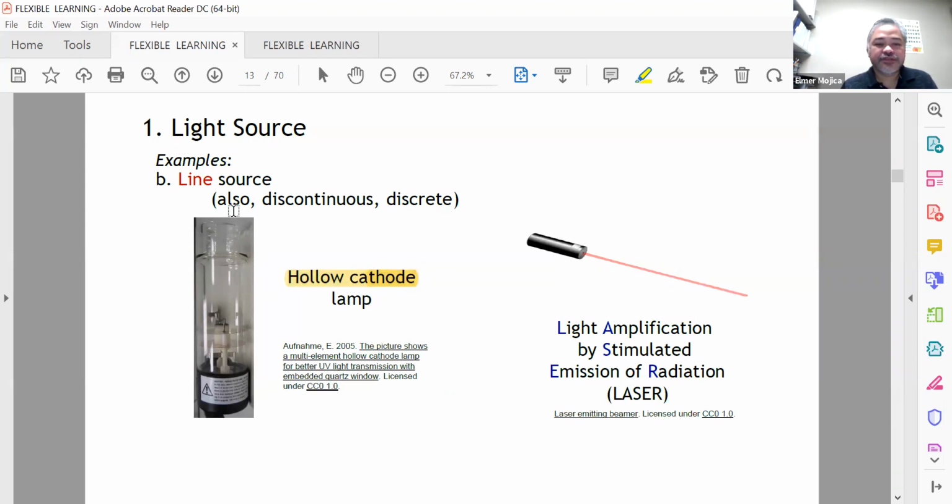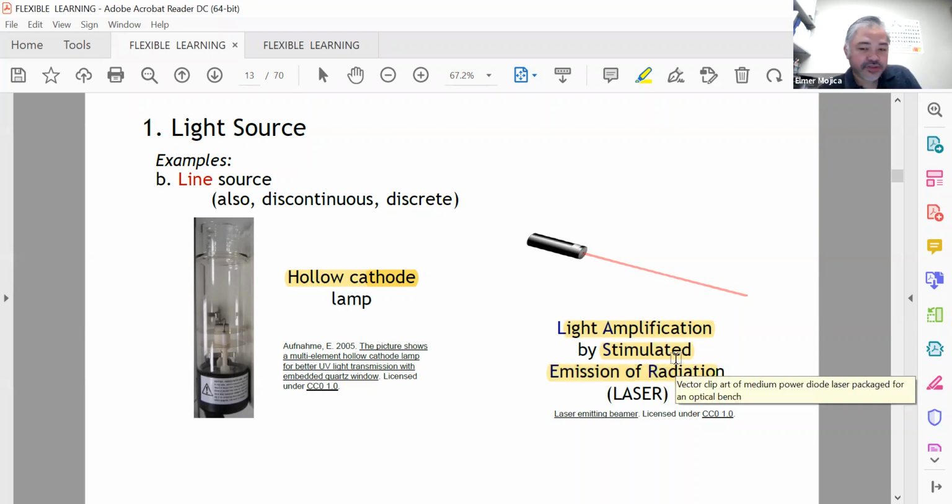So if you look at the examples here of the light source, this is a line source, so it's discontinuous, what we call discrete. This is an example of the so-called hollow cathode lamp. Usually, this hollow cathode lamp is a multi-element lamp, with an embedded quartz window for better UV light transmission. Another light source that we can also look at is the so-called laser, which is just light amplification by stimulated emission of radiation.